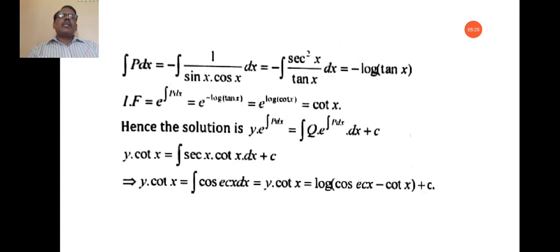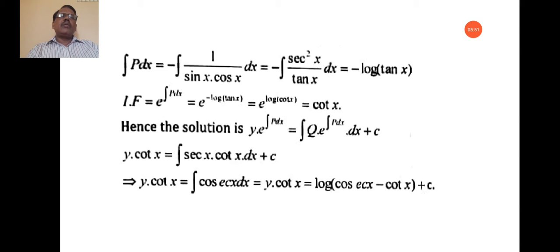So y into cot x is equal to integral of secant x into cot x. Secant x means 1 by cos x, cot x means cos x by sin x. So cos cancels, and we get 1 by sin x, which is cosecant x, into dx. So y into cot x is equal to integral of cosecant x into dx.